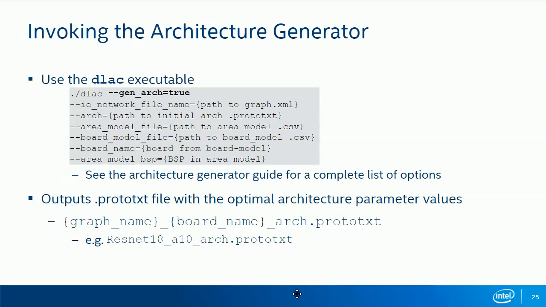When you execute the Architecture Generator, you should expect a runtime between 15 minutes to 3 hours, depending on various different factors. Once finished, you'll see an output prototxt file with the optimal architecture parameter values. This file is named after the graph and the board name you provide.